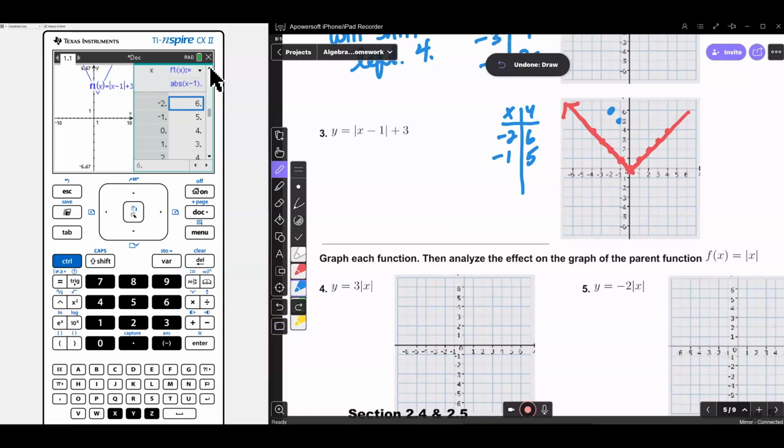Let me make that correction. 0, 4, 1 is going to be 3, 1, 3. The next one is 2, 4. So we're going to go over 2 up 4. And then we have 3, 5, and then we go up 5 units. And we're going to go ahead and connect the points. And you notice that my function went to the right 1 unit and it went up 3 units. So that was the effect.